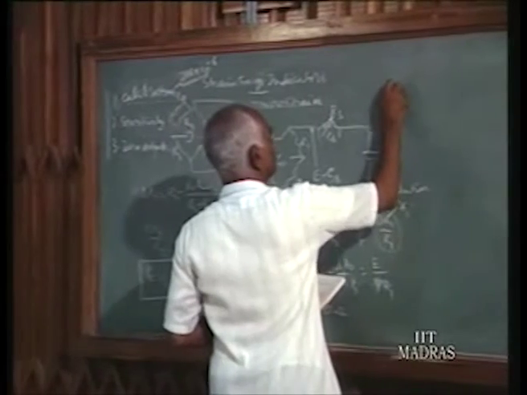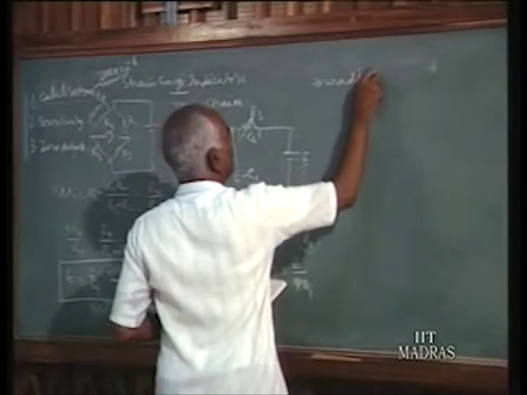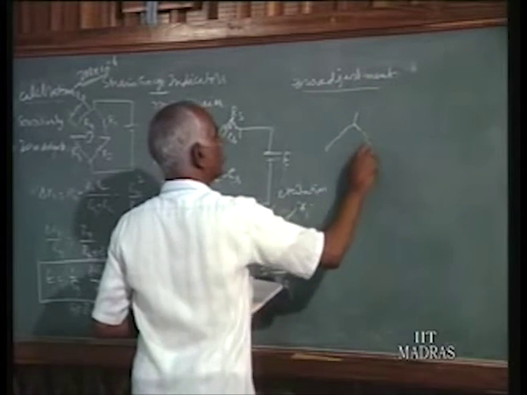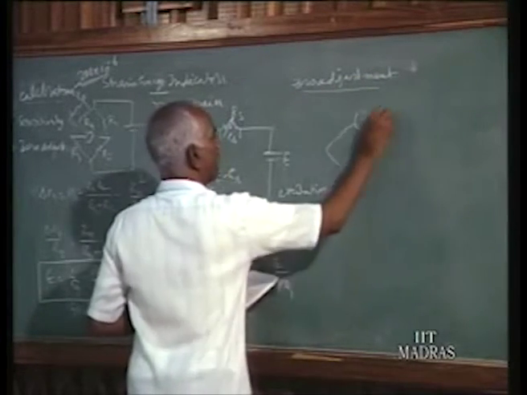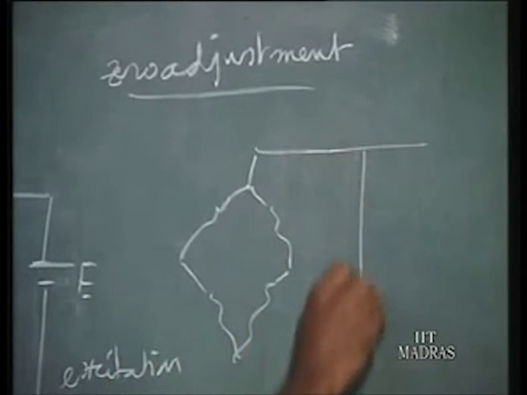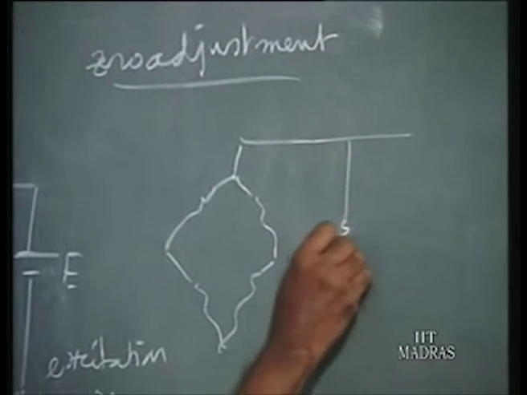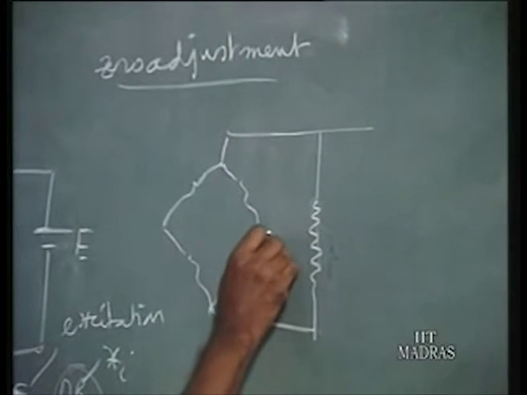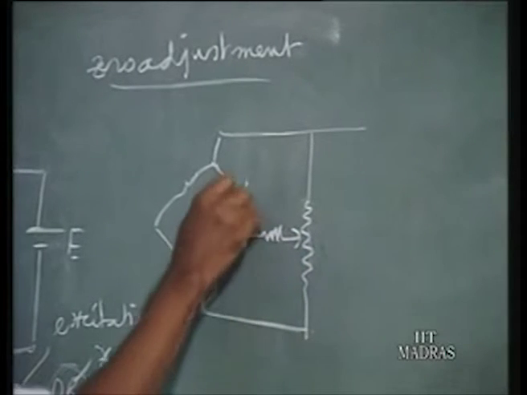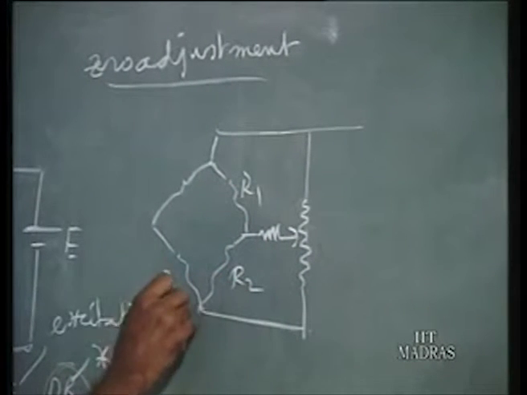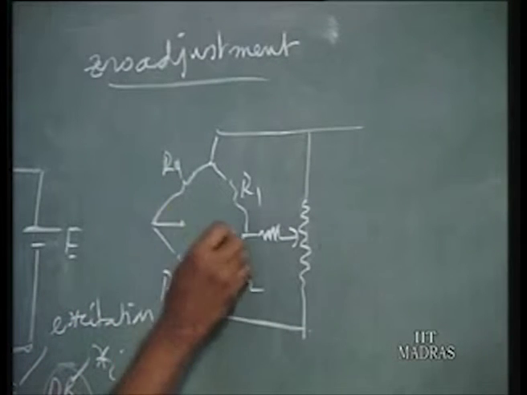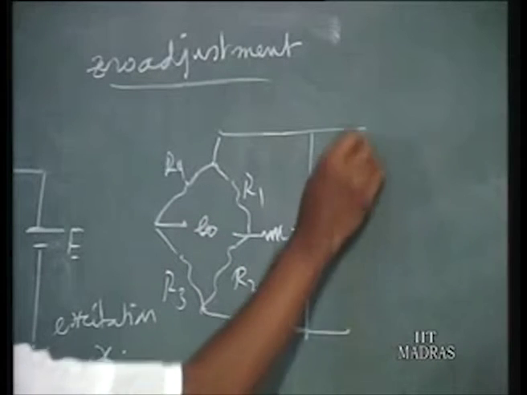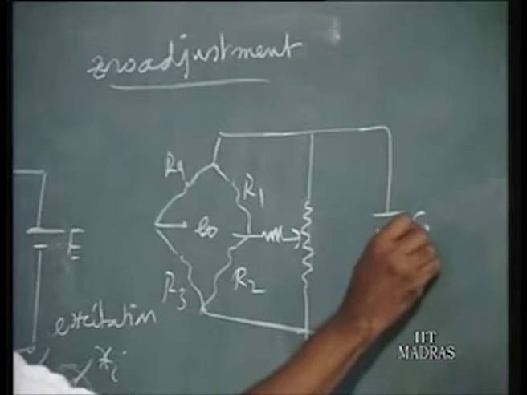That is zero adjustment. Again, the bridge network, and now we have two more resistances and one adjustable. This is R1, R2, R3, R4. This is the output voltage EO, and here we have the excitation voltage E.